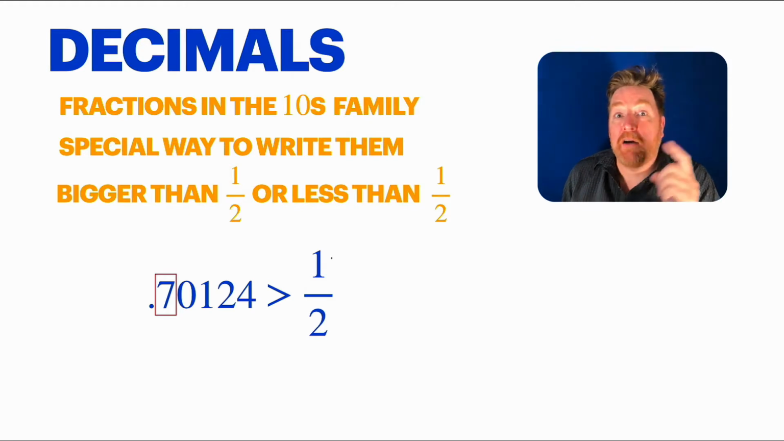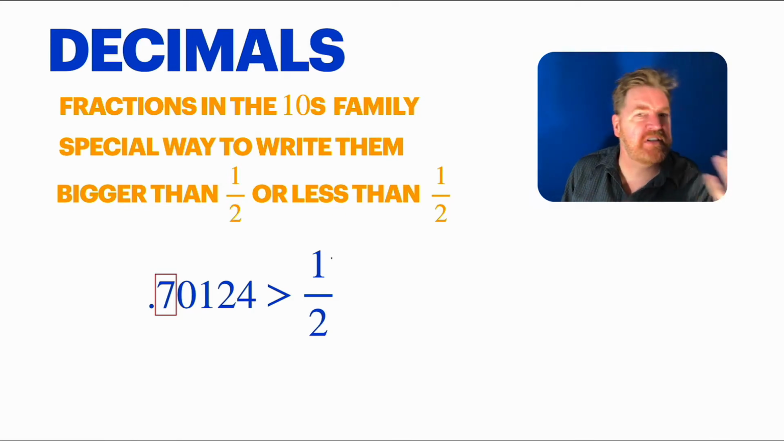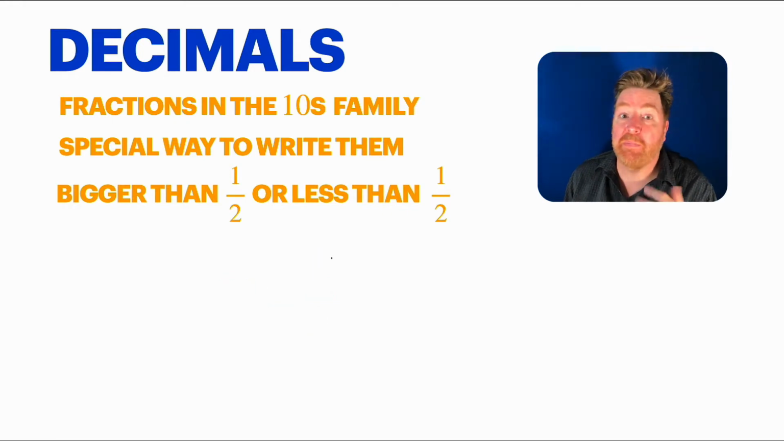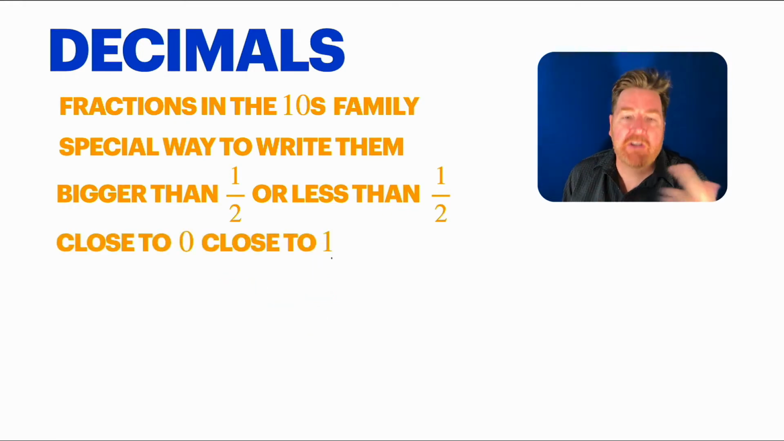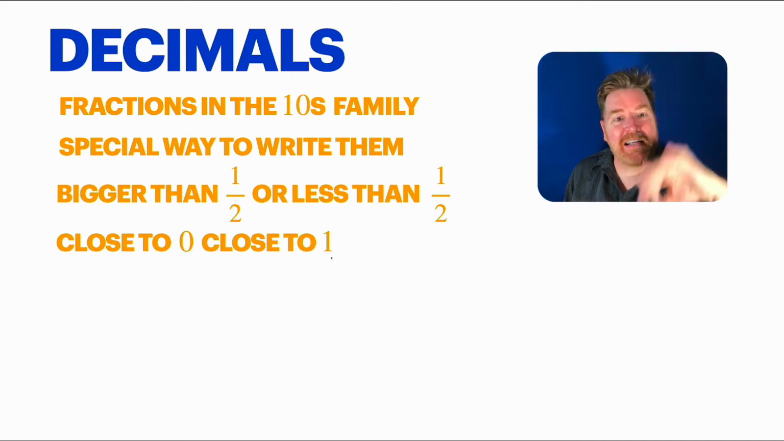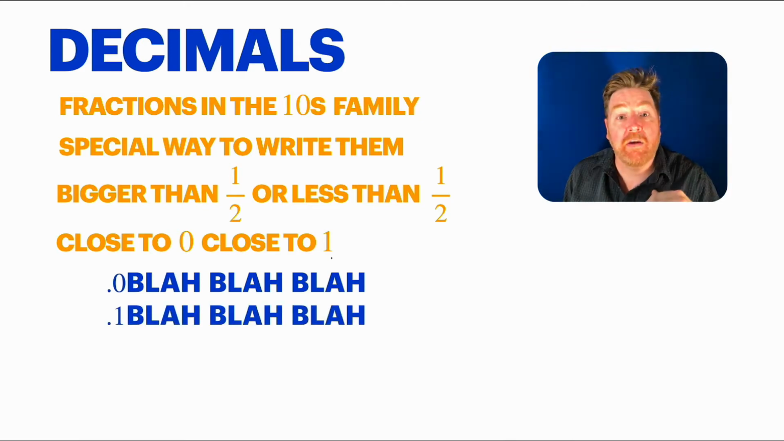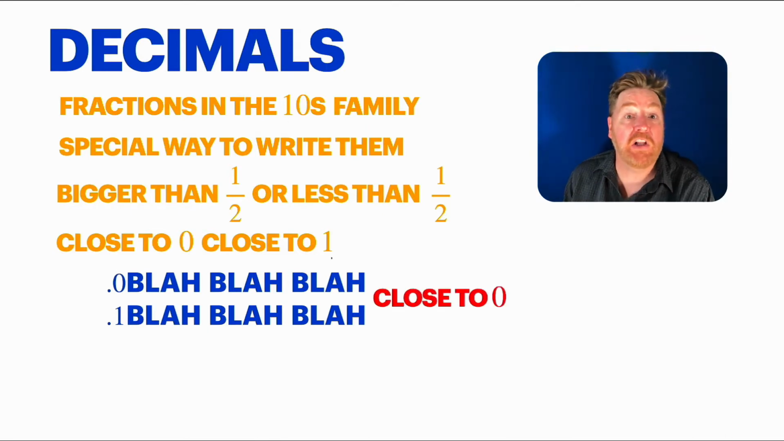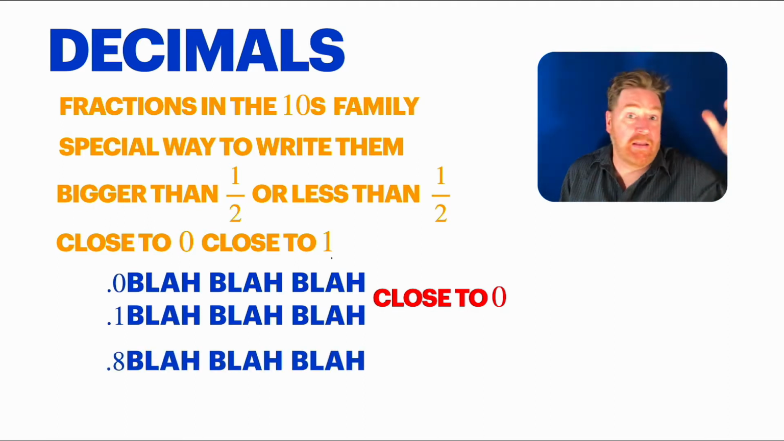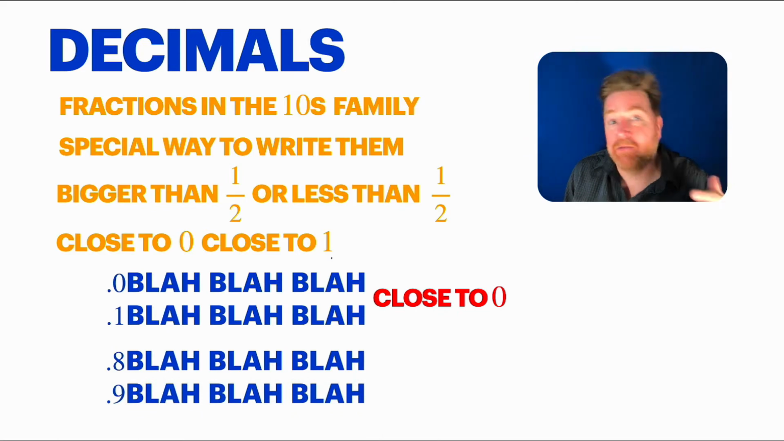You know what? I forgot to mention this in our previous lesson. We could also use this idea about how important that tenths place is to get a sense if our decimal is close to 0 or close to 1. And that turns out to be pretty helpful number sense wise. So if you've got 0.0, blah, blah, blah, doesn't matter what comes after it, or 0.1, blah, blah, blah, again, don't care what happens after it, then your decimal is going to be very close to 0. Likewise, if you've got a decimal that starts 0.8 and then keeps going, or 0.9, blah, blah, blah, then that decimal is close to 1.